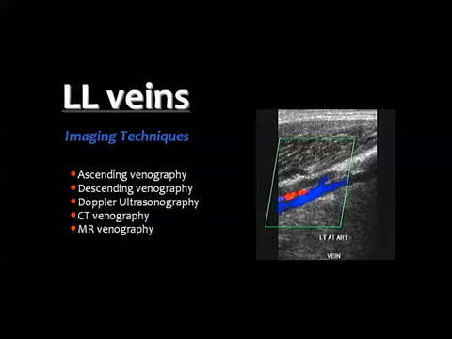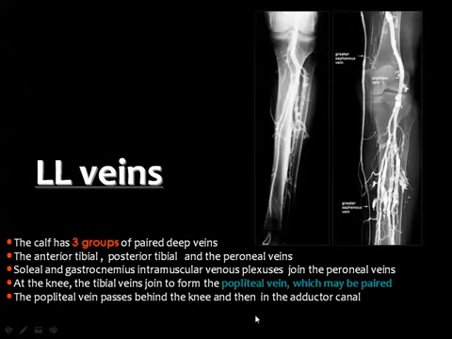Then we come to the assessment of the lower limb veins, which can be evaluated by many techniques, including ascending venography, descending venography, Doppler ultrasound, CT venography, and MR venography. The regular venogram was performed previously by inserting a peripheral cannula in a vein and applying a tourniquet above the ankle and another tourniquet below the knee to prevent the flow of contrast material into the superficial venous system. And you know that the calf vessels are three: anterior tibial, peroneal, and posterior tibial arteries. Each of these arteries is accompanied by two venous channels.